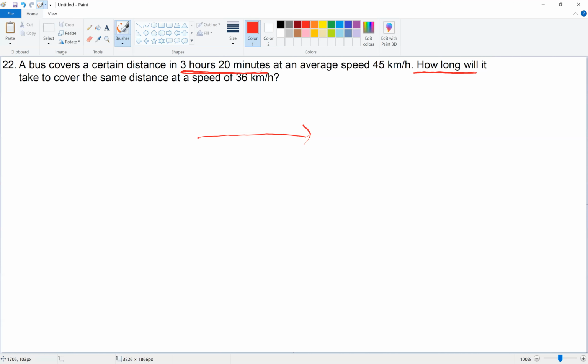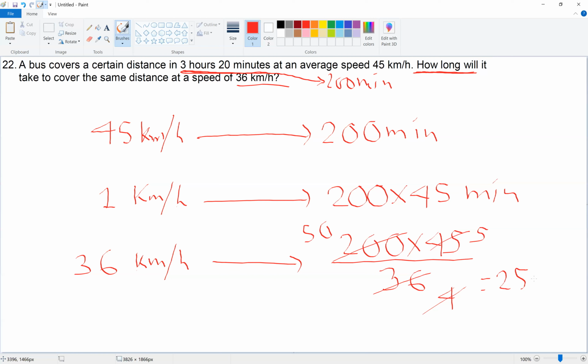And this is 36 kilometers per hour. Now this would be the division. So 200 times 45 over 36 kilometers per hour, which is 250 minutes. Do you understand why I multiplied then divided? Yeah, I was just looking at the wrong question.